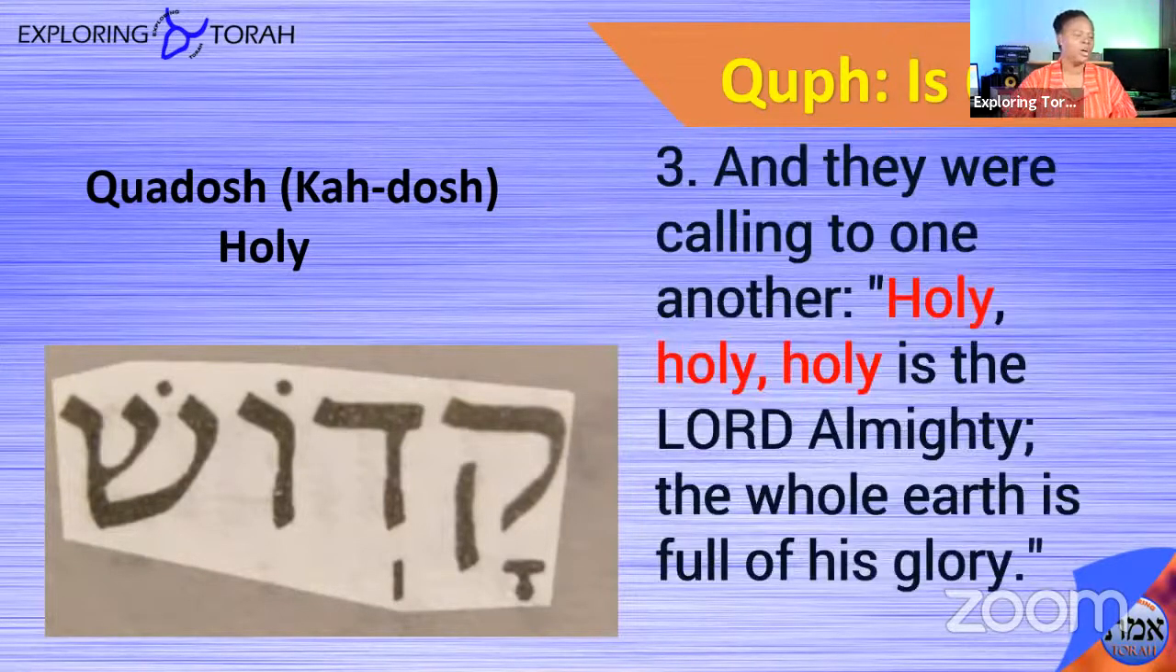Now this is the verse I want you to pay attention to. And they were calling to one another, Holy, holy, holy is the Lord Almighty. The whole earth is full of his glory. If you are going to read that in the Hebrew definition, that holy, holy, holy is going to be translated Kodash, Kodash, Kodash. That's what they were saying in the Hebrew context of that word. So that's something that you can remember as you try to remember the Kof.